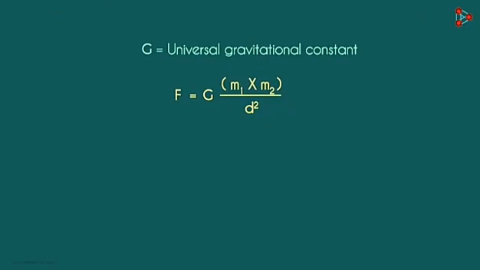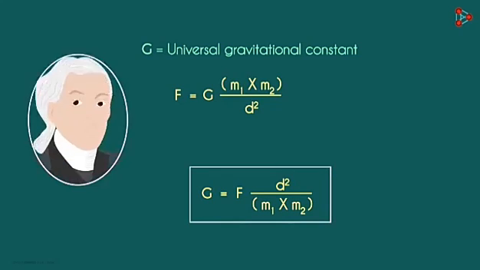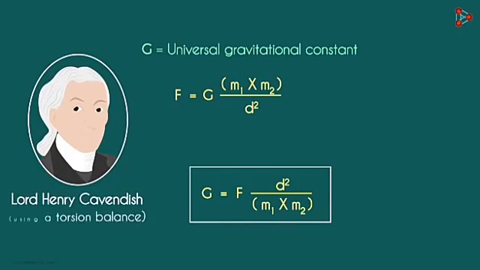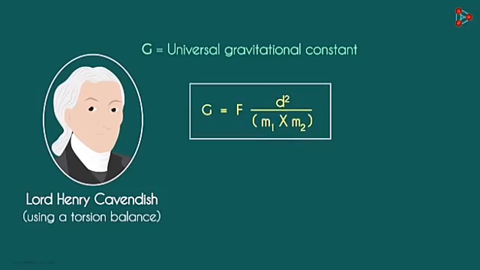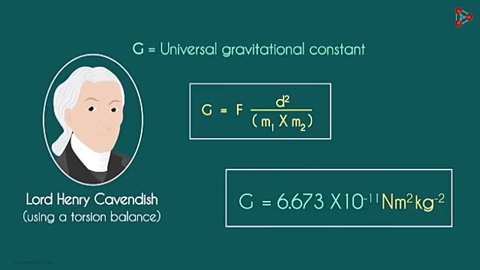The equation can be modified and written as G equals F times d squared over m1 times m2. The value of G was found out by Lord Henry Cavendish using a torsion balance. The universally accepted value of G is 6.673 times 10 raised to negative 11. What will be the units of G? Force is newtons. As the distance is in meters, we have meters squared. And as the mass is measured using kilograms, we multiply this with kilograms raised to negative 2. This is the value of the universal gravitational constant.